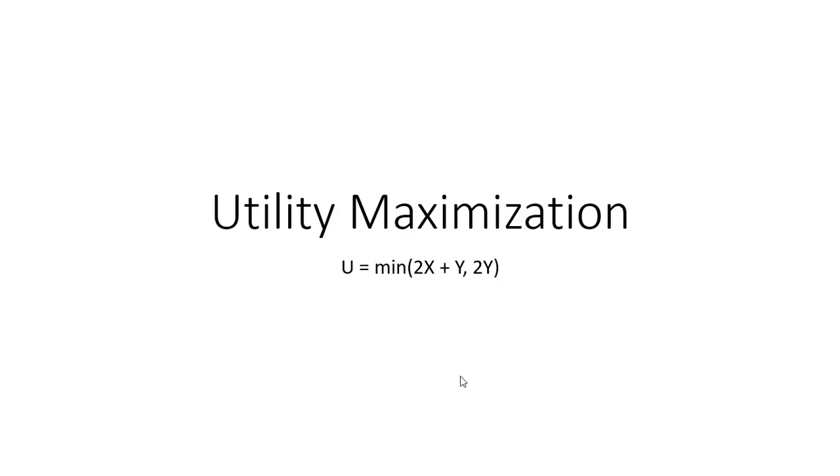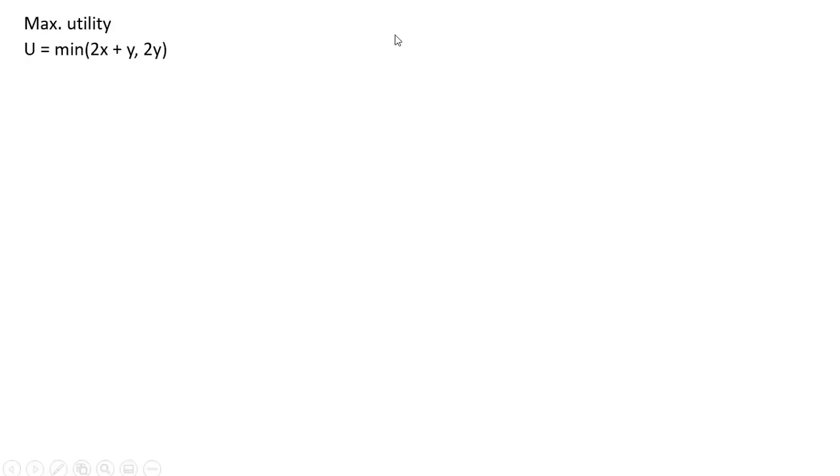Let's do a utility maximization problem with this utility function. So we want to maximize utility. We're going to assume that income is $12, the price of good X is $1, and the price of good Y is $1. Our budget constraint then is given by the following, where the coefficients on the X and Y variable represent the prices.